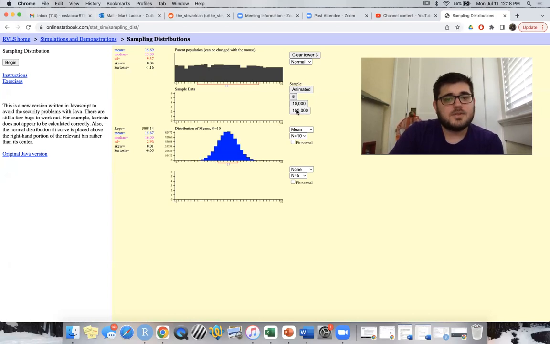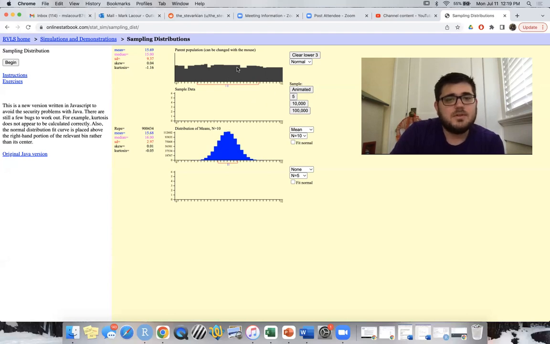Let's do 100,000. That's actually pretty close to normally distributed, even with a sample size of 10. So you see that the parent distribution is uniform, it's flat, meaning that anything from 0 to 32 has basically the same probability. And yet, when I collect samples, the means all tend to hover around the same area.